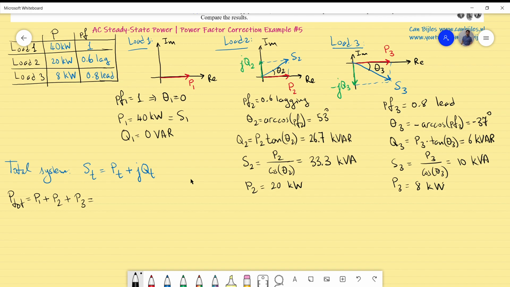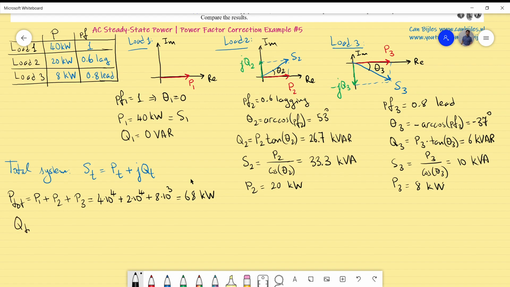So what is P1 and P2 and P3? This is actually 4 times 10 to the power 4 plus 2 times 10 to the power 4 for the motors. And for the lighting you have 8 kilowatts. So we will have in total 68 kilowatts. That's actually for the real power.